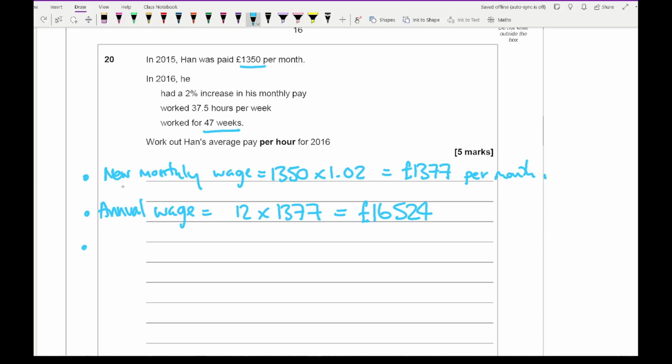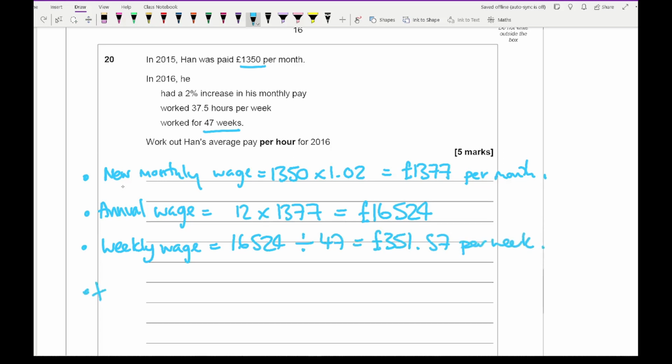We then need to work out how much he's going to get paid per week. So we divide that, so we look at the weekly wage. Now he doesn't work 52 weeks, so it's going to be 16,524 divided by 47. And that means that he's getting paid £351.57 per week. Then we can work out his hourly wage by dividing by 37.5. So it's going to be 351.57 divided by 37.5.